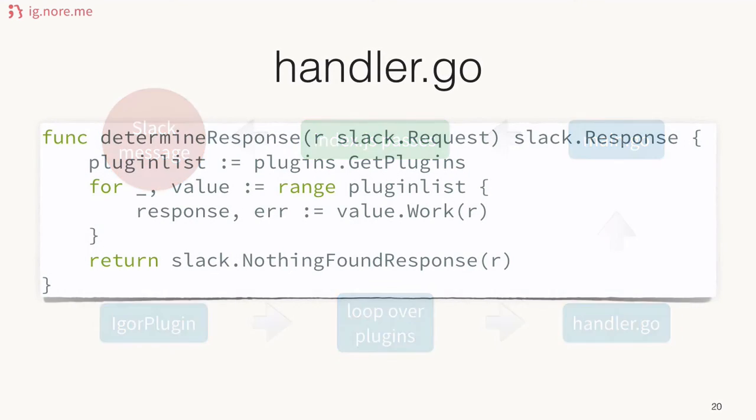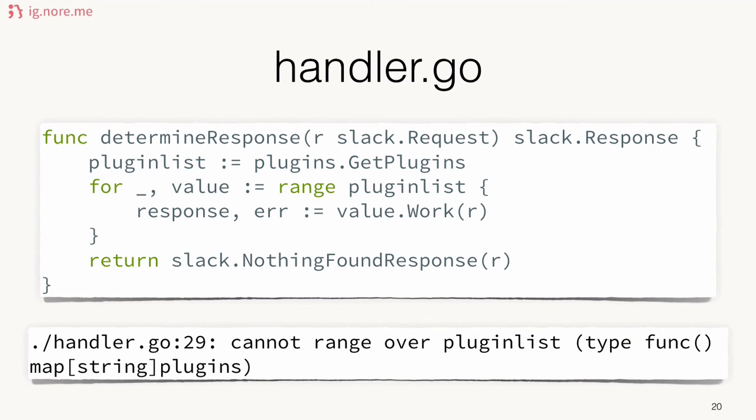So let's look at the code then. First, the handler. Here you can see the way I'm actually looping over this. I get the list of plugins, and then I just range over it. Now, there's an actual error in this code though, something that's a result of not having used it a lot lately, and that is you cannot range over the plugin list type func map string plugins.